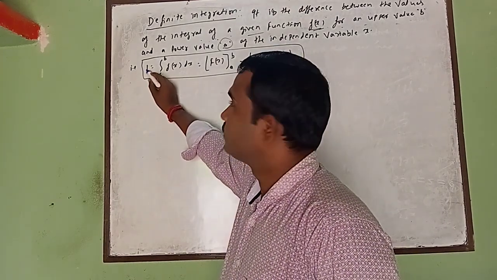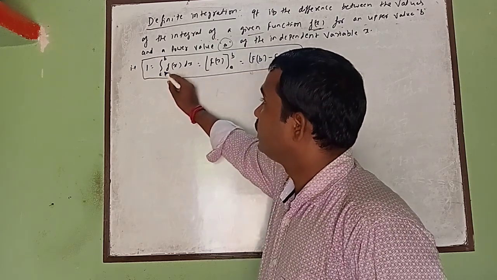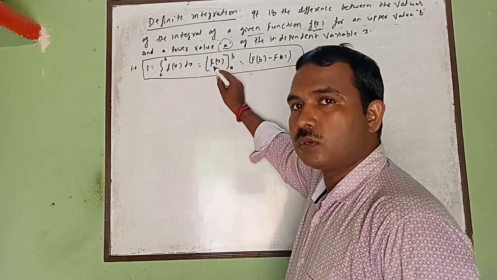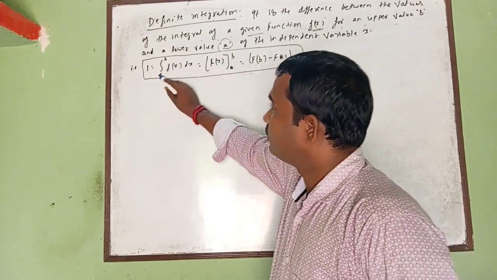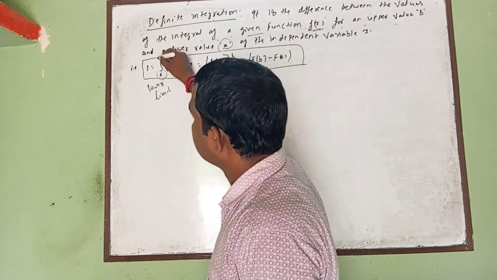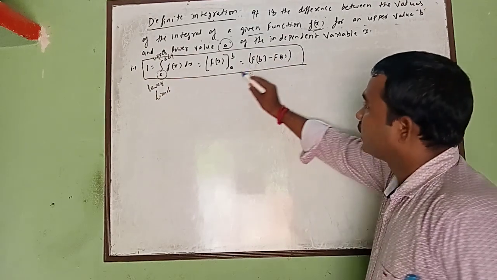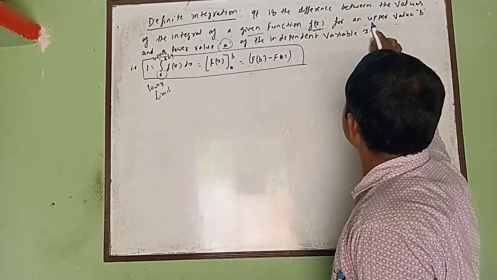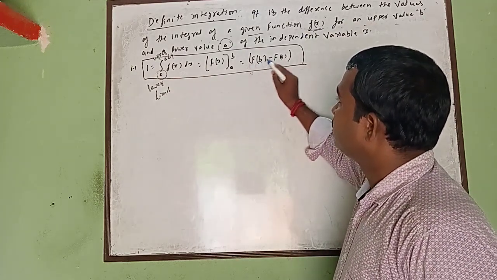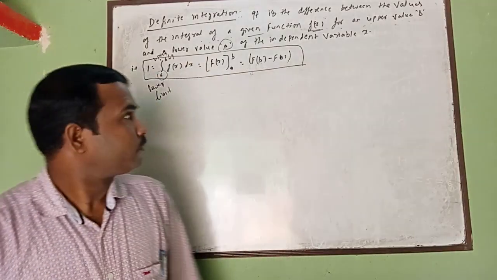Just like that, we can write I equals the integration of f(x) dx from a to b. If you integrate this function f(x) dx, you will write capital F, with this the lower limit and this the upper limit. We evaluate the function at both the upper value and the lower value, and take the difference, F(b) minus F(a).